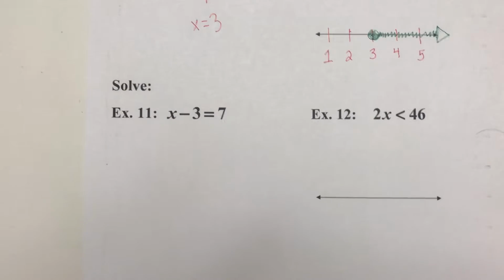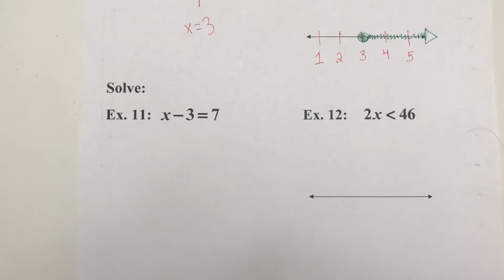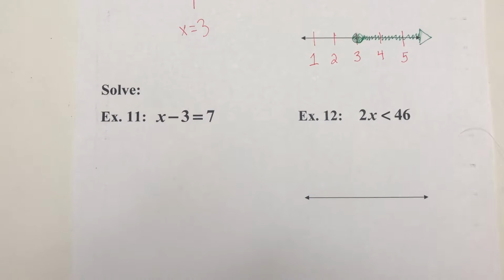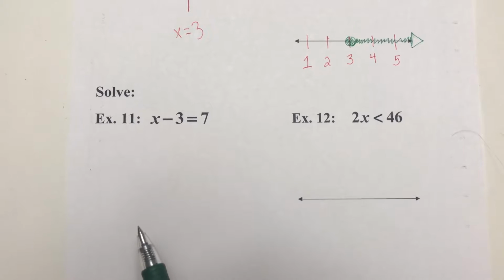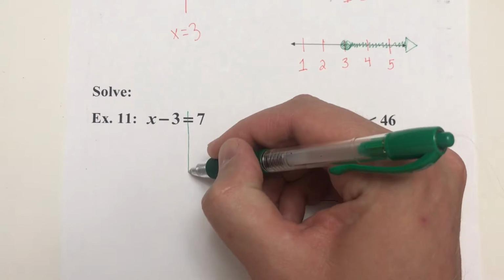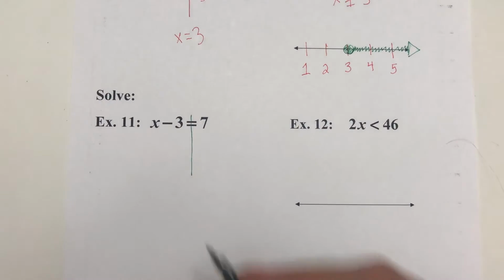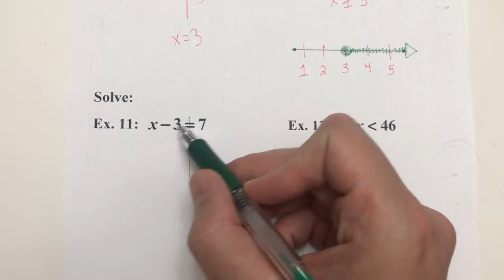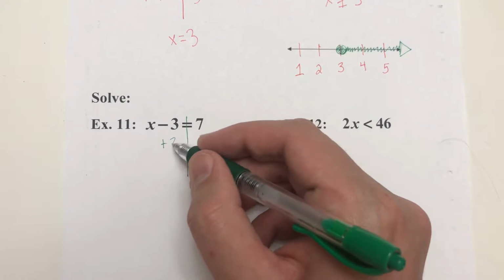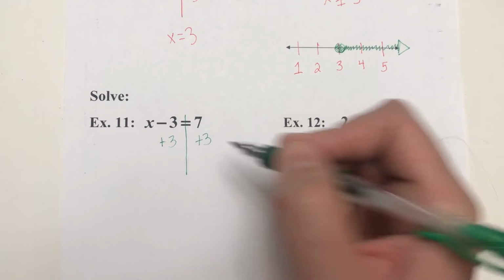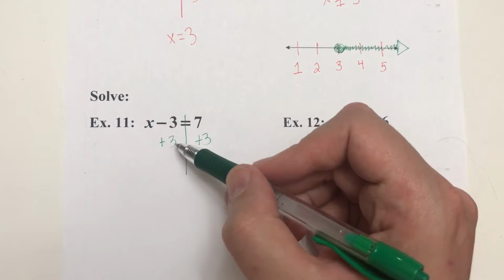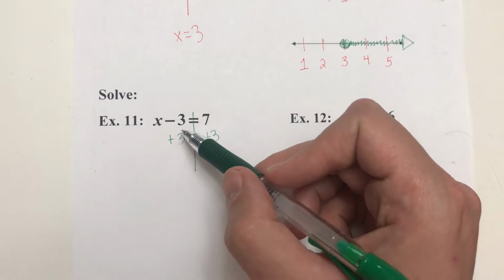Let's move on to the next one. We need to solve example 11 where it says x subtract 3 equals 7. Well, many of you can do this one in your head, but again we want the practice of showing our work. Draw a line through the equal sign. Realize that x and 3 are being subtracted, so we need to use the opposite operation, which is to add 3 on both sides. This will cancel.